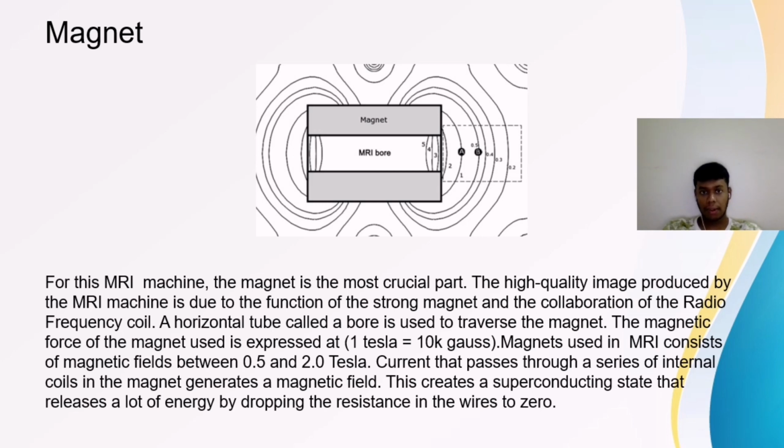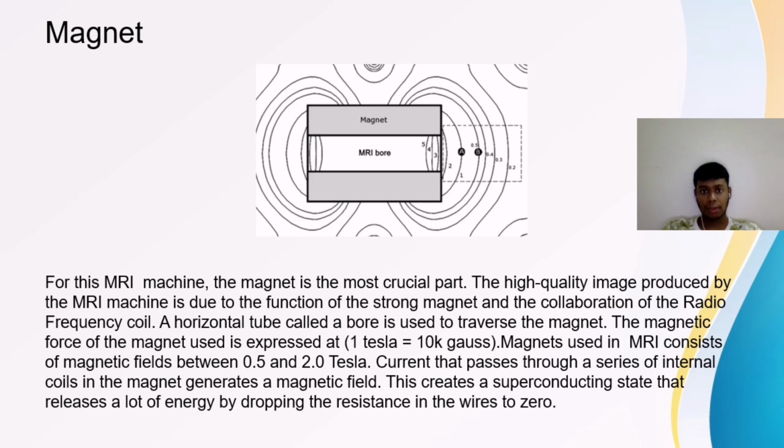A horizontal tube called a bore is used to traverse the magnet. The magnetic force of a magnet is expressed in Teslas or Gauss. 1 Tesla is equal to 10,000 Gauss. Therefore, magnets used in MRI consist of magnetic fields between 0.5 and 2.0 Tesla.